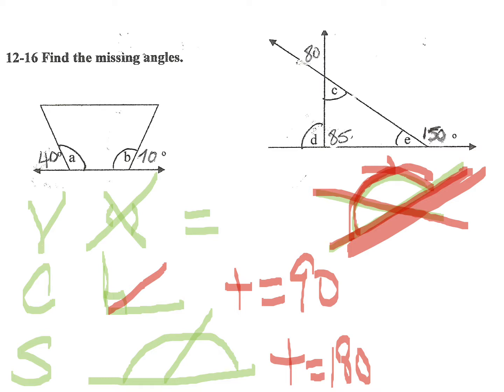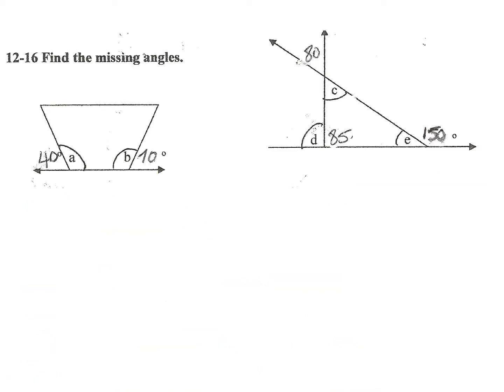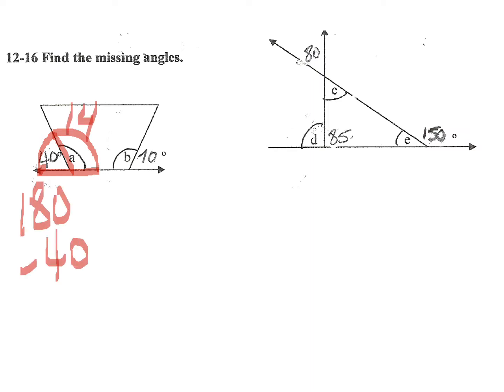So we start looking at our list. These are not vertical. I've got angle A right here with the 40. Just this one corner is by itself. Don't worry about this corner over here. This corner and the A, 40 and A, are not vertical. They're not making an X. They're not complementary, so that leaves supplementary. 180. 180 minus 40 leaves you 140 for the A part.